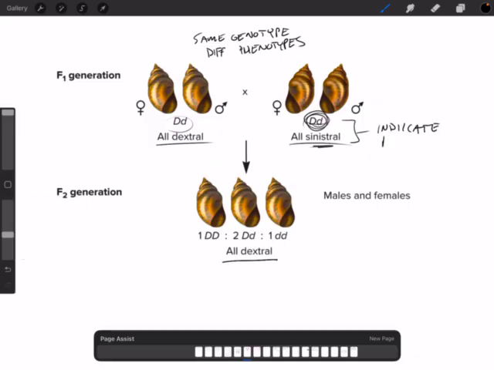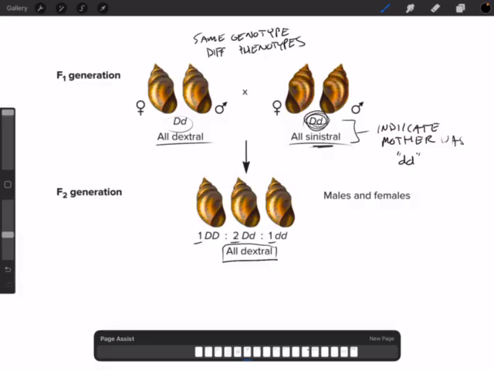that mother was DD. They can cross to one another and produce an F2 generation. You get, in this case, a 1 to 2 to 1 ratio of genotypes, just like you'd expect, but every single one is dextral, because every mom in this cross is going to have a dominant D allele.